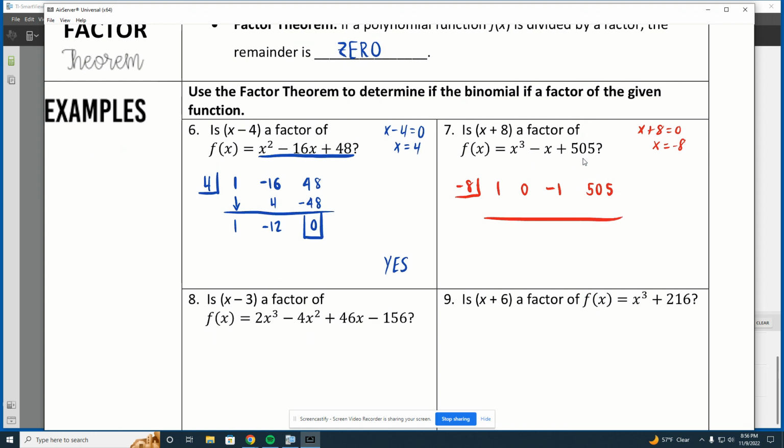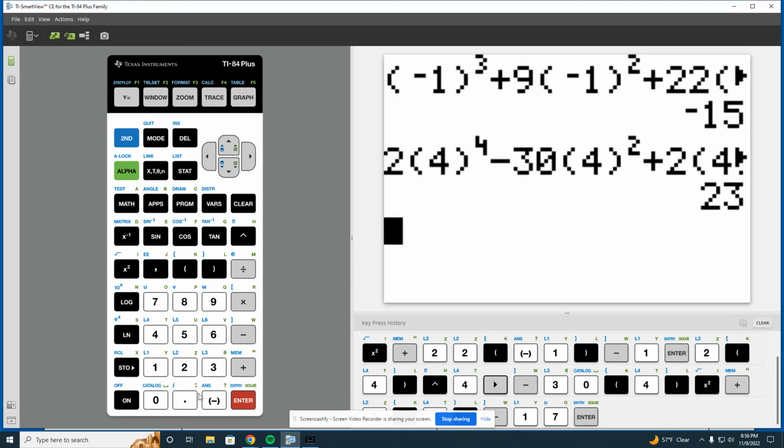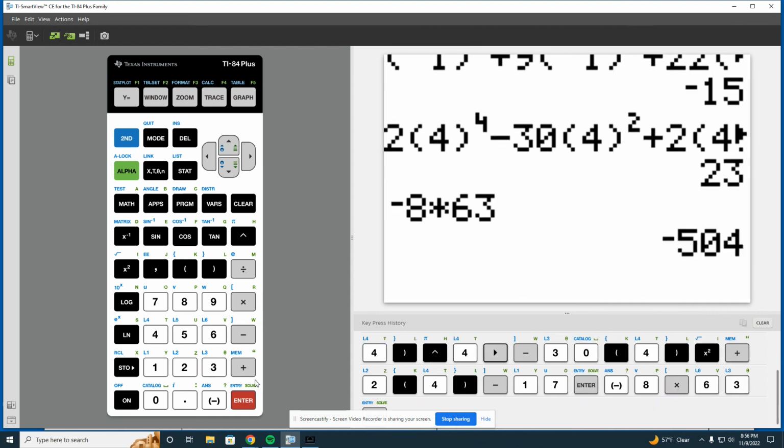So here we go. Bring down the 1, and we start multiply, combining. Multiply, combine until we get to the end. What is -8 times 1? -8. What's 0 minus 8? -8. What is -8 times -8? Positive 64. Combine those. What's 64 minus 1? 63. What is -8 times 63? I don't know that one. -8 times 63 is -504.